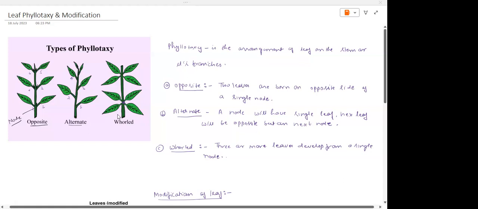Is that clear? Phyllotaxy clear? Yes, sir. Okay. Next one.